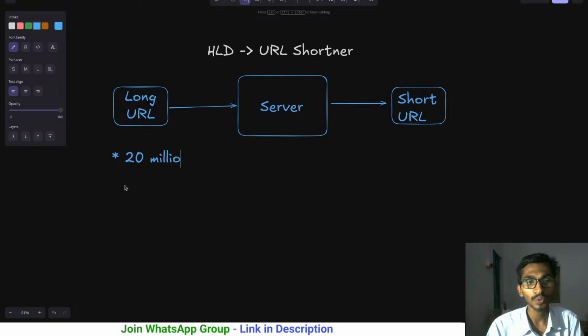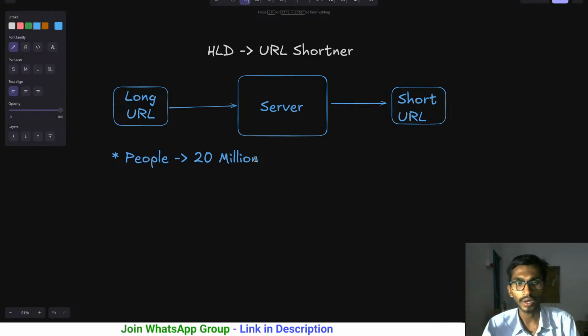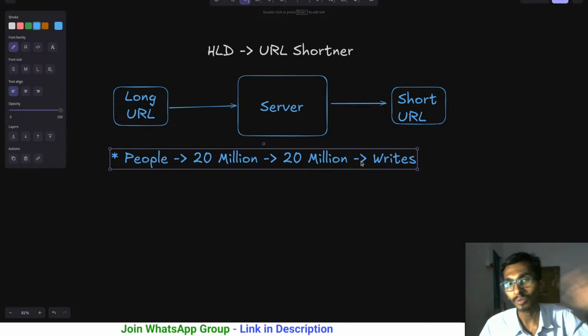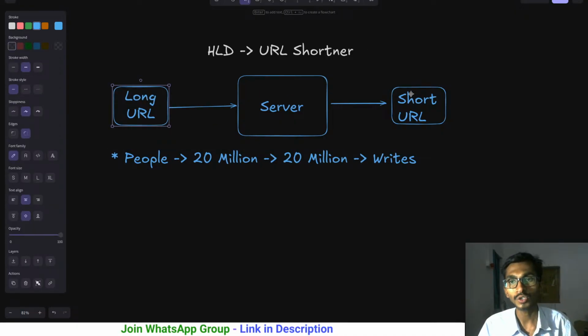So suppose we are going to have 20 million requests. Ultimately 20 million people are going to be there, and if 20 million people are there, they are going to be creating 20 million requests. Suppose one person creates one URL in a day. Ultimately, we have to make sure that our server can handle 20 million writes per day. At least one person is going to be creating one URL, converting one long URL to a short URL.